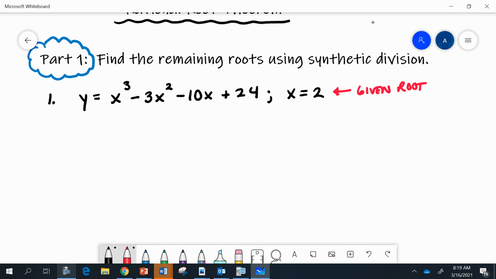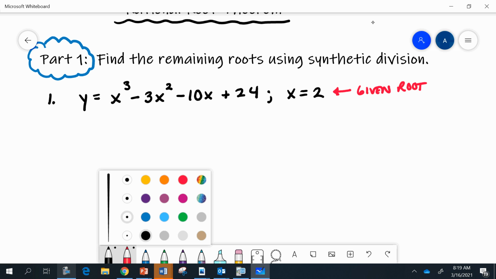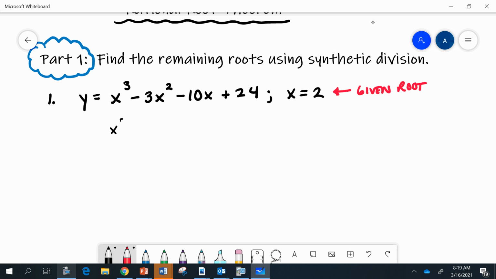So the first thing we're going to do is we're going to set up synthetic division. We're going to take that given root and we're going to divide. So remember, when we do synthetic division, we're going to start with the x cubed term. We're going to put the coefficient. We've got the x squared term, the x term, and the constant. Okay, so let's go ahead and fill this in. The coefficient of x cubed is 1. This coefficient's -3. This coefficient's -10, and the constant is 24.